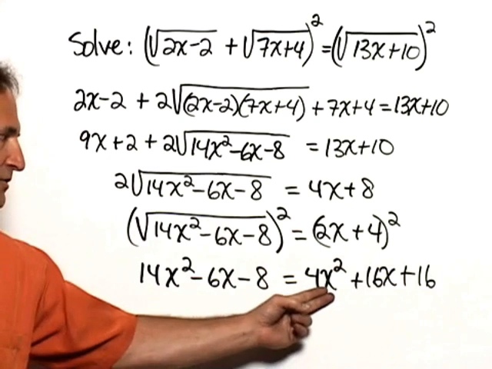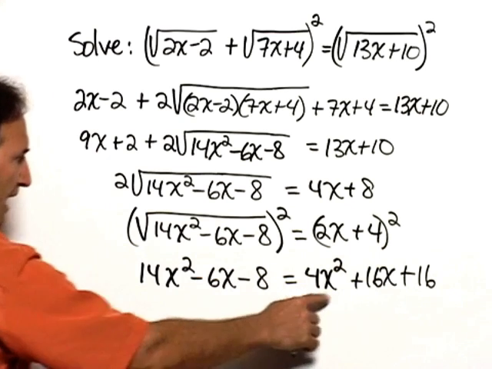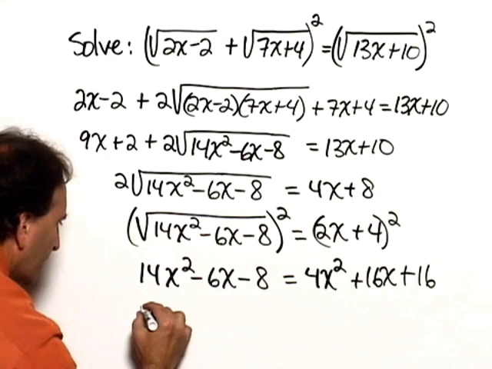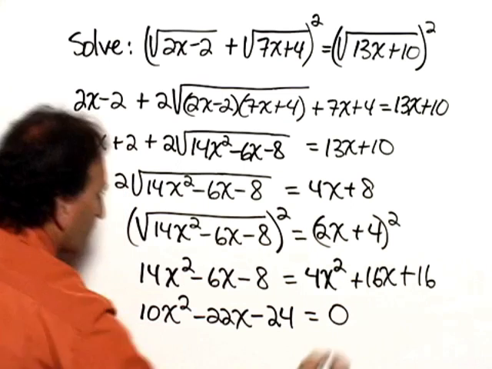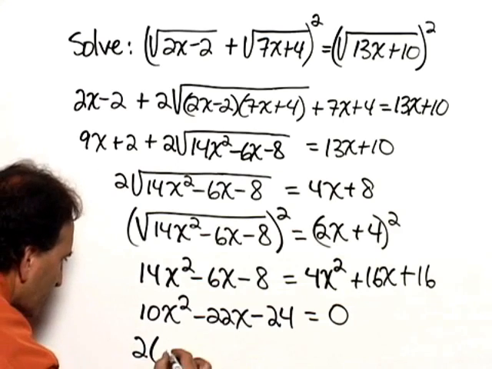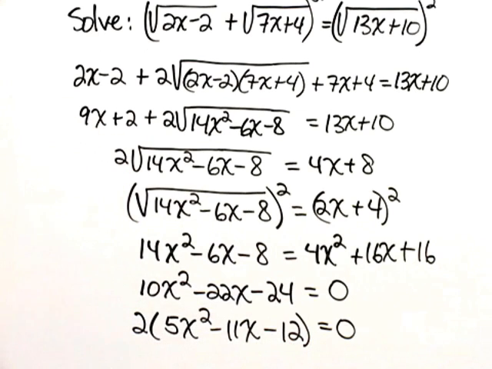It's a quadratic equation. We want to get 0 on one side and all the other terms on the other side. So let's subtract 4x squared from both sides. So 14x squared minus 4x squared is 10x squared. Negative 6x minus 16x is minus 22x. Negative 8 minus 16 is minus 24. And of course, on the right-hand side, we have the result of 0. We can begin to factor by factoring out a common factor of 2. That's 2 times 5x squared minus 11x minus 12 is equal to 0.